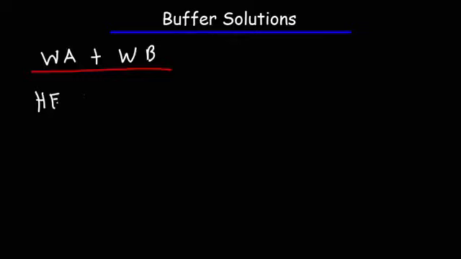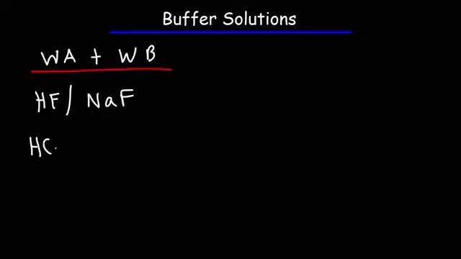HF, hydrofluoric acid, that's a weak acid. The conjugate base of HF is fluoride. All you got to do is remove a hydrogen. So we're going to pair up fluoride with sodium. So here we have the weak acid and the conjugate weak base. Together, these two components form a buffer solution.